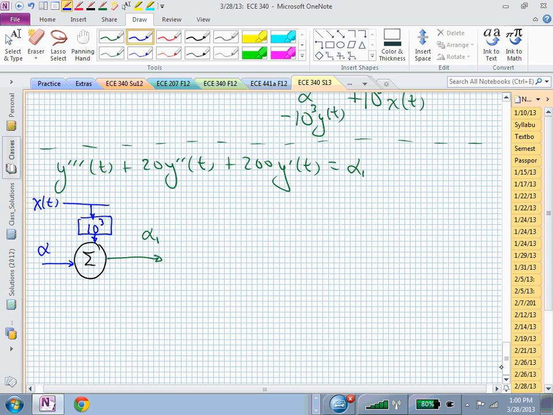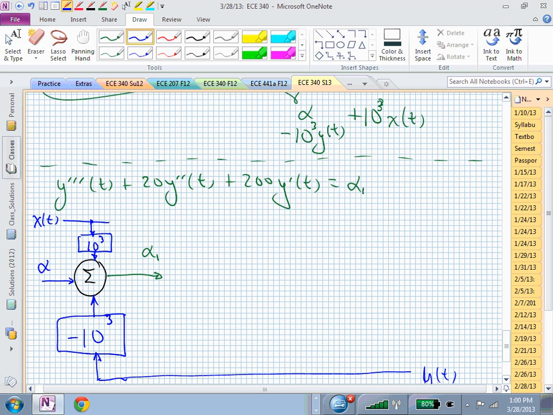Take the output, which is going to be down below. Let's say this is y of t. Scale it by 1,000, change the sign, and that now, when combined with the left-hand side, or alpha, all of those three inputs sum to produce alpha sub 1. But alpha sub 1 is just this. And what am I really trying to do? I'm really trying to find the output y.